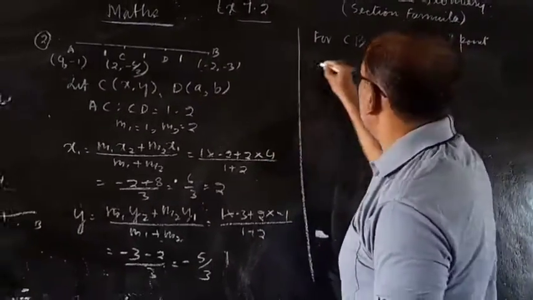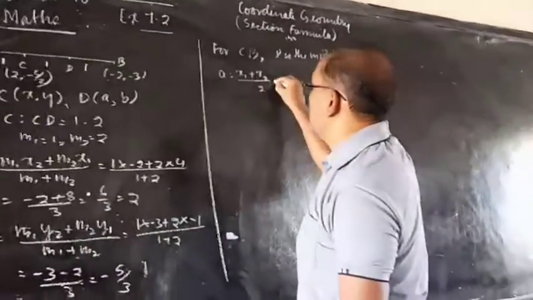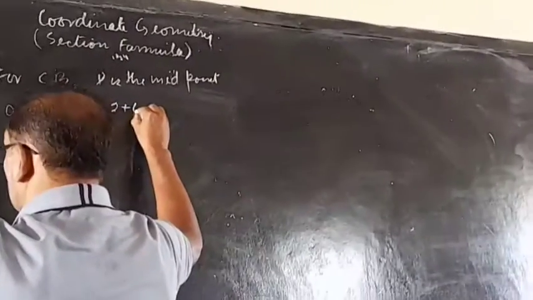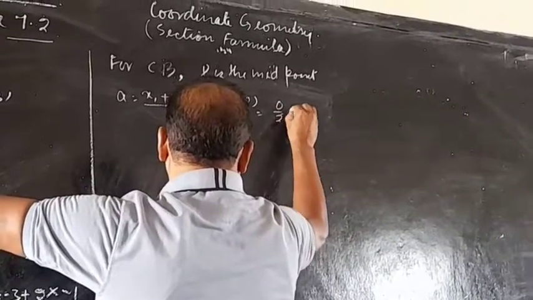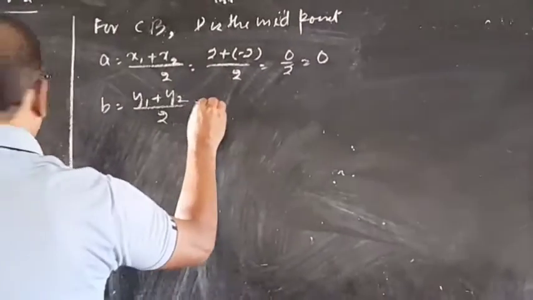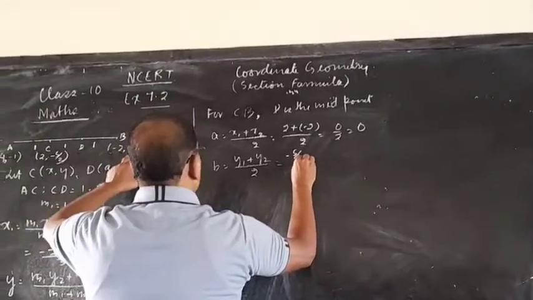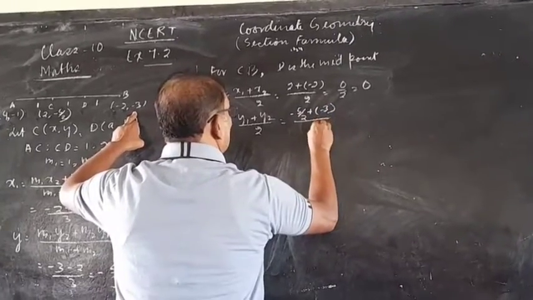So in this condition, a is equal to x1 plus x2 divided by 2, where x1 is equal to 2 and x2 is equal to -2, divided by 2, that is equal to 0 upon 2, which is equal to 0. And b is equal to y1 plus y2 divided by 2, where y1 is equal to -5 upon 3 plus -3, upon 2.